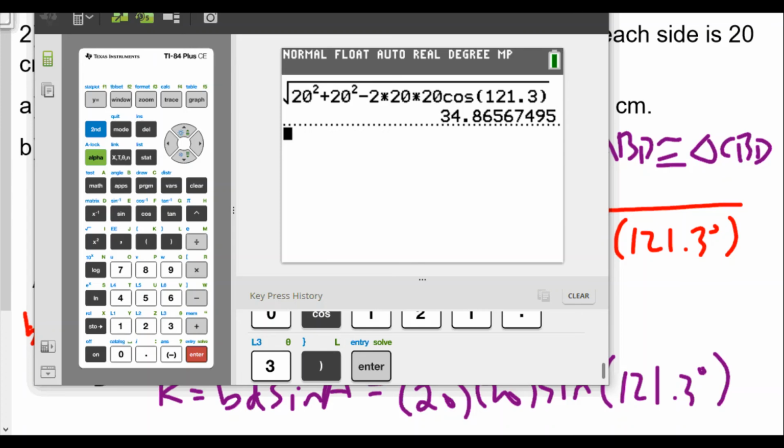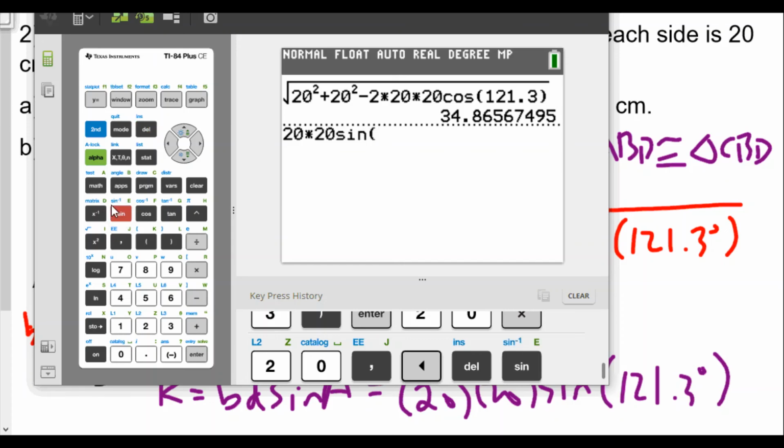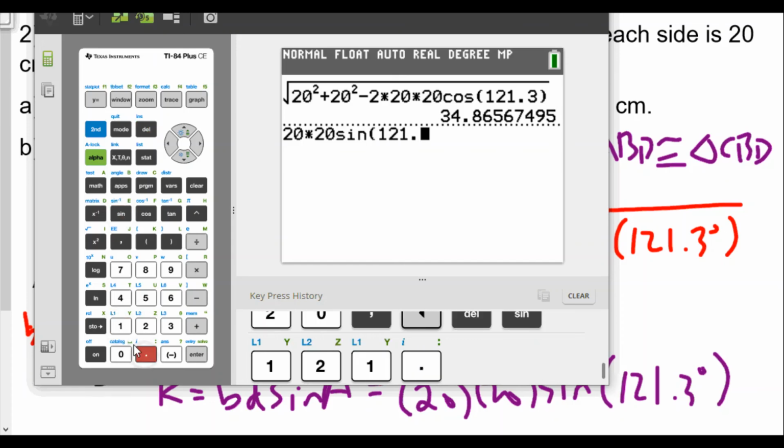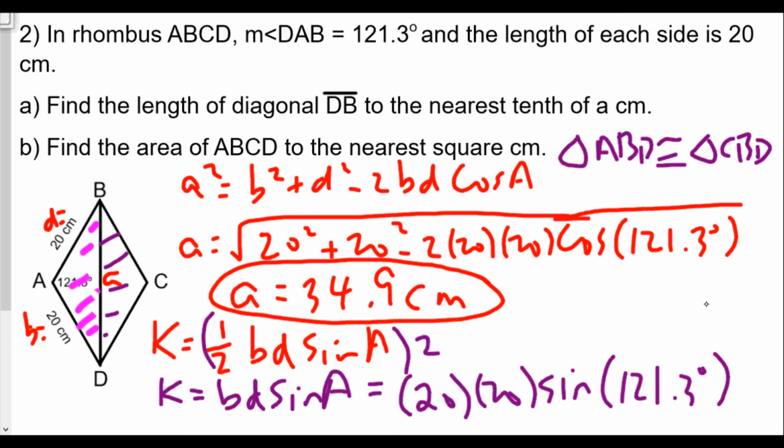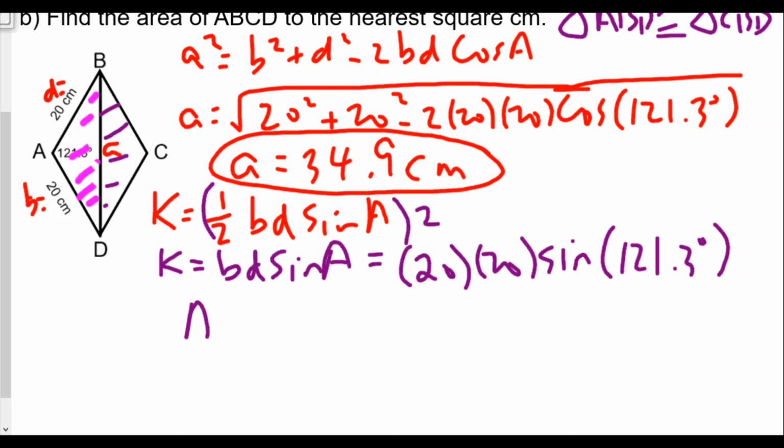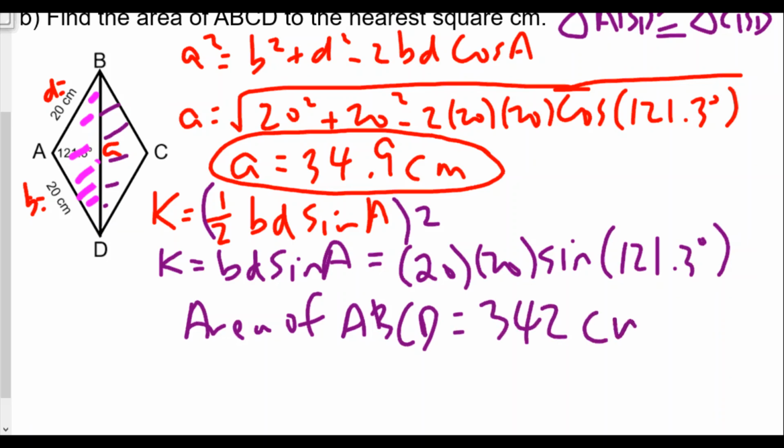All right, so we're going to do 20 times 20 times the sine of 121.3 degrees. And we will get 341.7, which we round to the nearest square centimeter, 342 square centimeters. Looking for the nearest square centimeter, so 342. So the area of ABCD is equal to 342 centimeters squared.